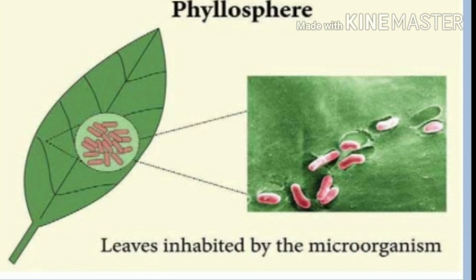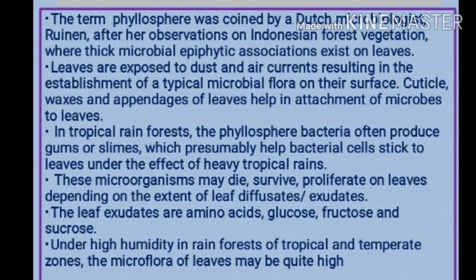Leaves are exposed to dust and air currents. Dust continuously falls on the surface of the leaves and air currents strike the leaves, resulting in the establishment of a typical microbial flora on the leaf surface. The leaves contain cuticle, wax and other appendages, which help in attachment of the microorganisms. In tropical rainforest, phyllosphere bacteria produce gums or slimes which presumably help bacterial cells to attach to the leaves under the effect of heavy tropical rains.